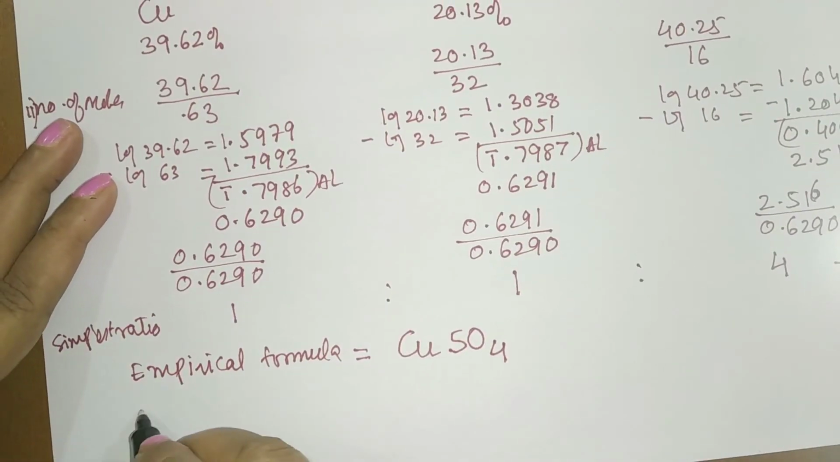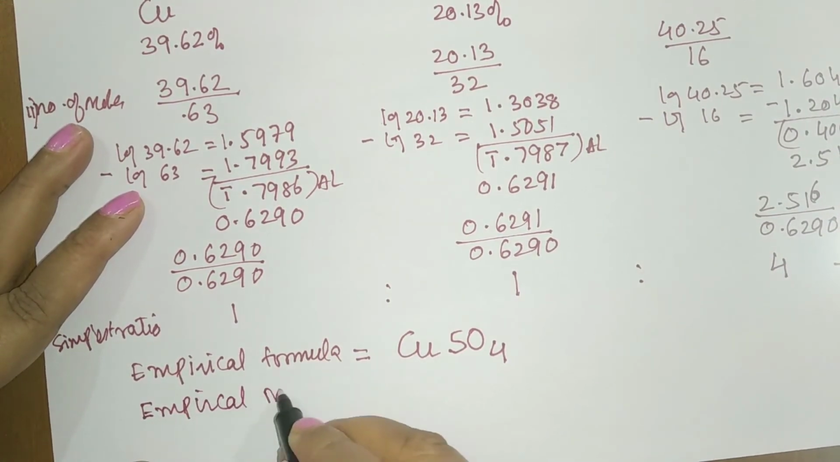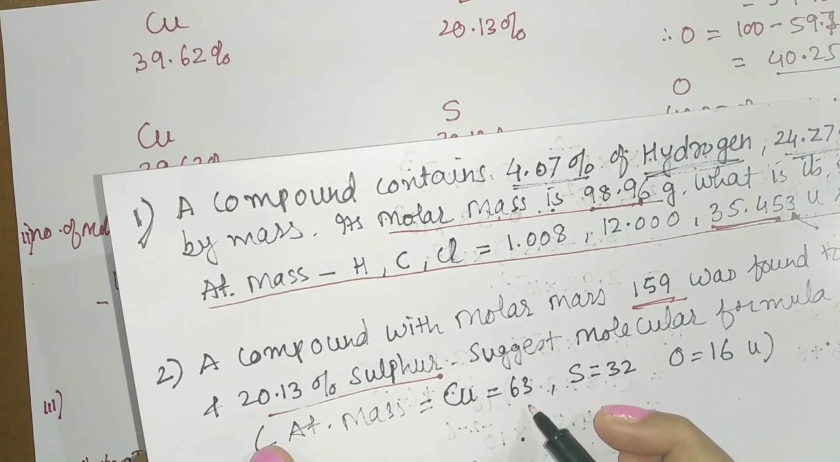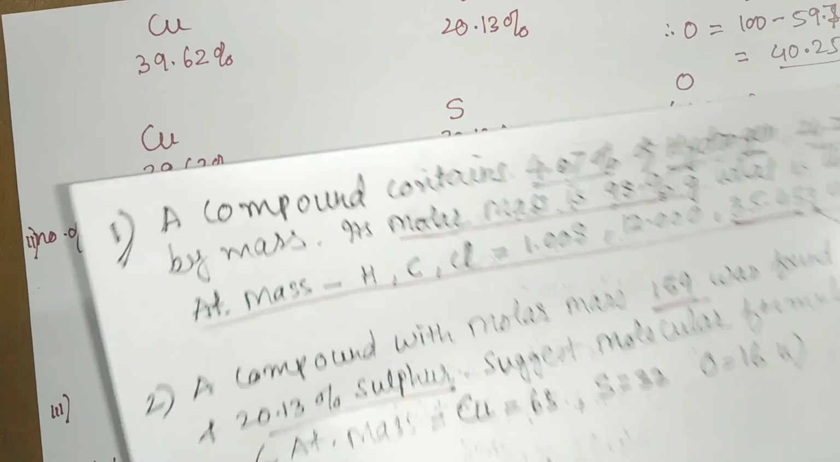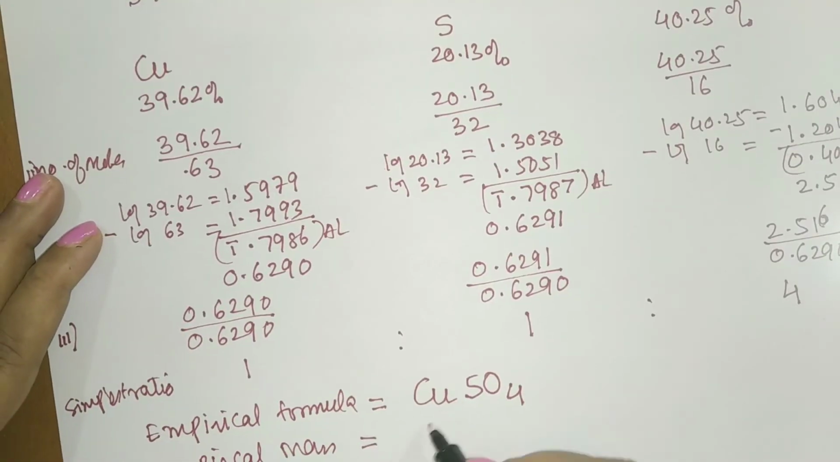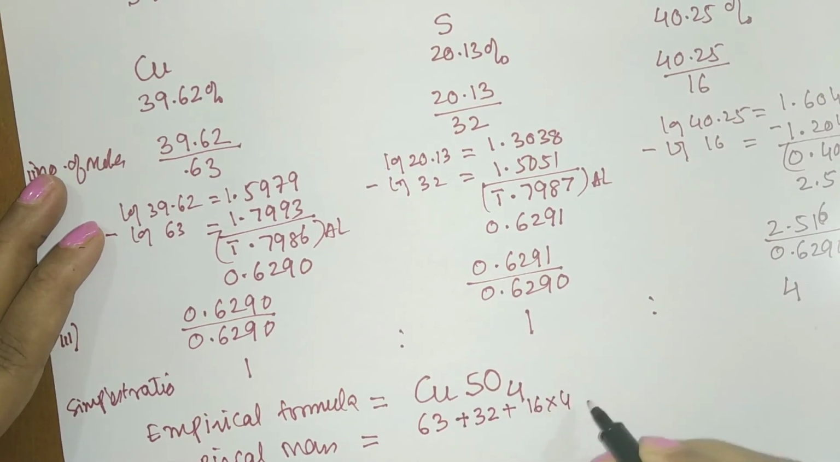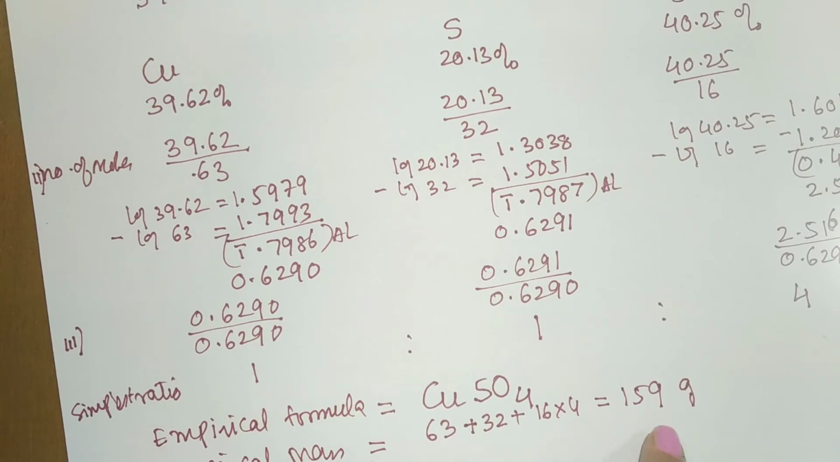Now based on this, let us go for its empirical mass. Empirical mass is equal to, whatever the masses they are given in the problem, you have to use the same. Here they have given 63 for copper, 32 for sulfur and 16 for oxygen. I'll be using the same values here. So this will be 63 plus 32 plus 16 into 4. If you do the calculation, you will get 159 gram. This is empirical mass.